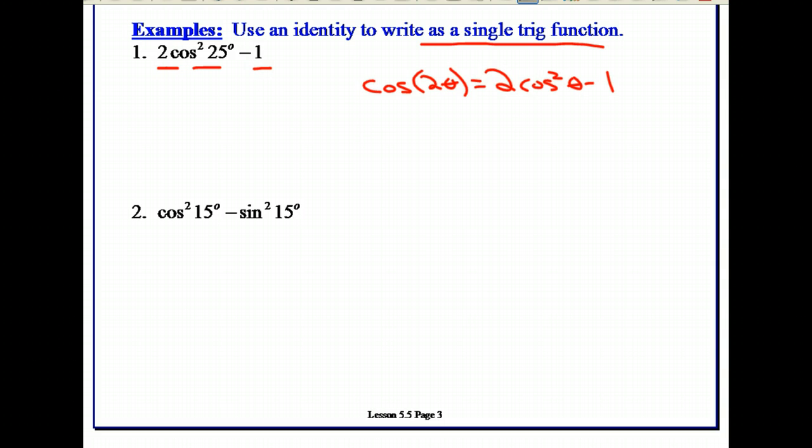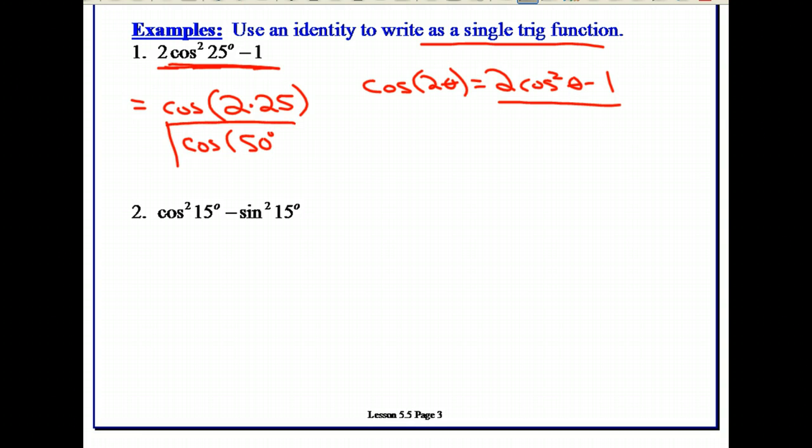So I take a look. I've got the 2 cosine squared minus 1. I've got the right side. Take out the right side and put in the left side. So that's going to equal cosine of 2 theta. But look, theta is 25. So 2 times 25 is 50. So this is identical to the cosine of 50 degrees. 50 degrees is not on my chart. There's no quick, easy way to do it, so I'll leave my answer just like that.